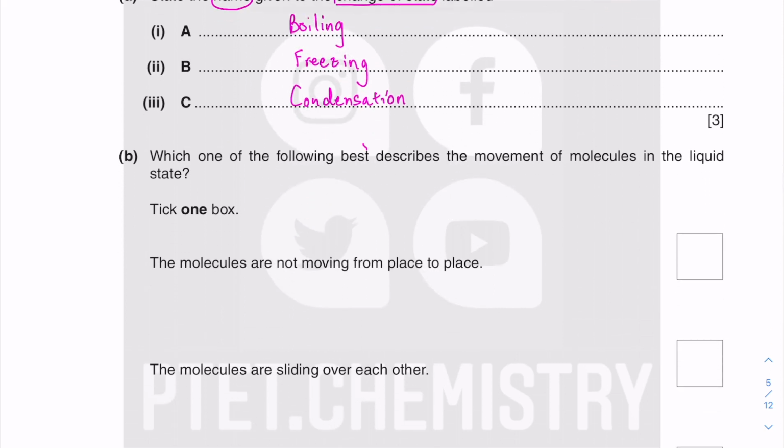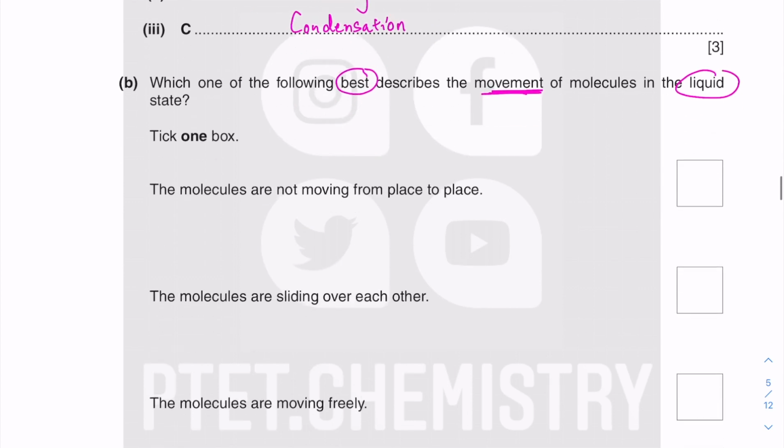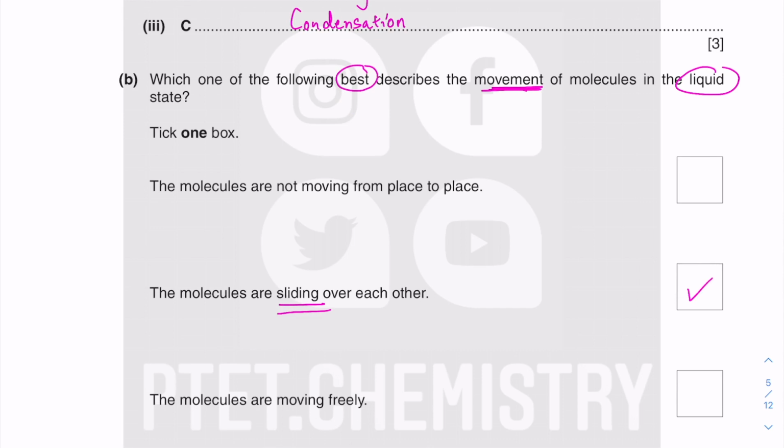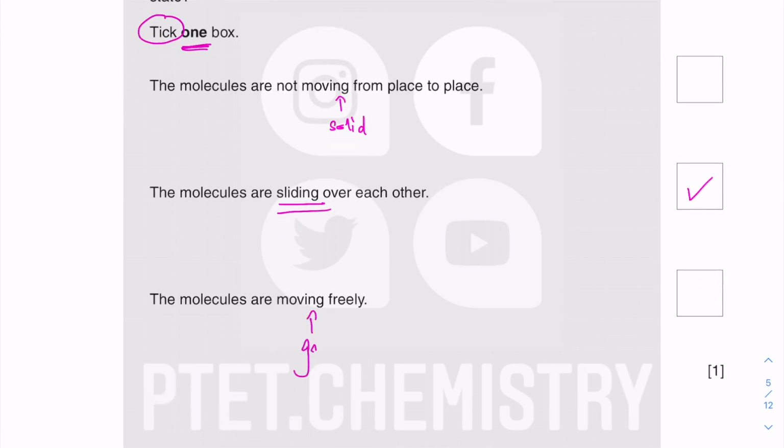So which one of the following best describe movement, okay, in the liquid state? The liquid state is to do with sliding, okay? So just tick. The instruction is tick one box. Liquid molecules slide past each other, and this one moving freely is going to be gas. They are very tightly packed. They only vibrate about fixed position. About fixed position means they are not moving around. That is going to be solid because they only vibrate about fixed position. This one is the gas molecules because they possess a lot of energy. They are able to move randomly at high speed.